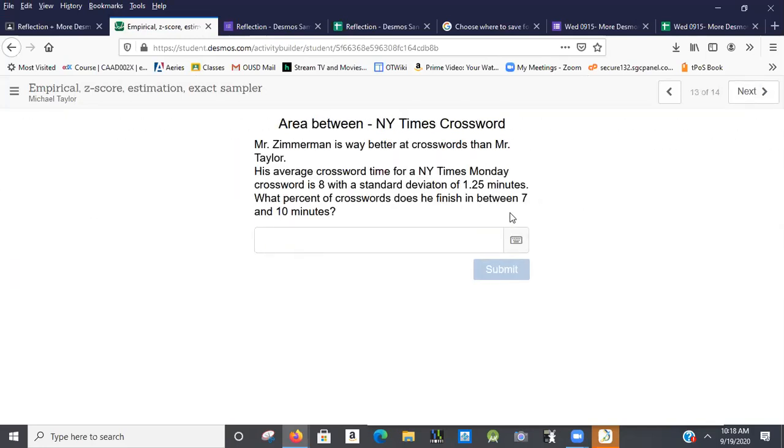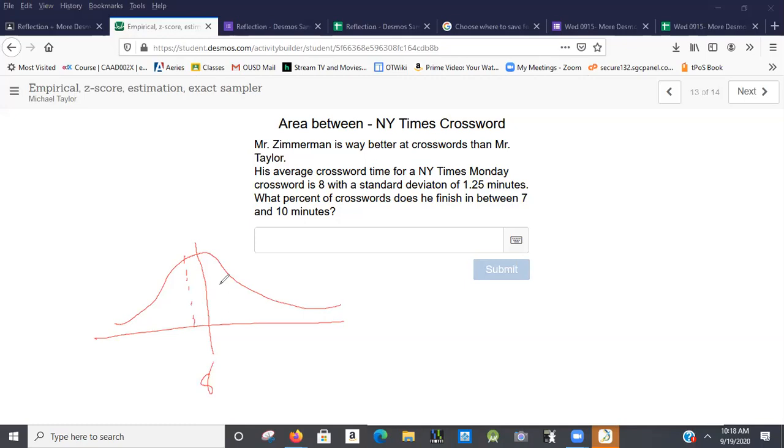All right, Mr. Zimmerman. So same question, but notice different mean and standard deviation. So if I was going to draw this out one last time, I'm going to definitely be done. Okay, so Mr. Zimmerman's, let's draw the curve first. Maybe that'll make it better. He's got 8, much tighter standard deviation.